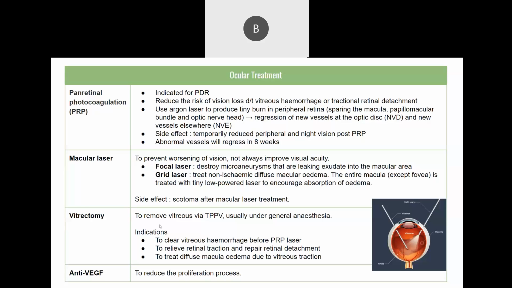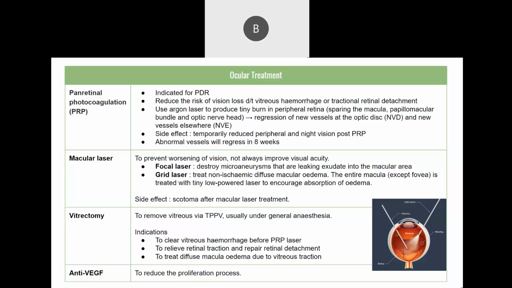For the ocular management, the first one is panretinal photocoagulation, PRP. PRP is the preferred form of treatment for proliferative diabetic retinopathy to reduce the risk of vision loss due to vitreous hemorrhage or tractional retinal detachment. How it is done is it involves applying argon laser burns over the peripheral retina, sparing the macula, papillomacular bundle, and also the optic nerve head.